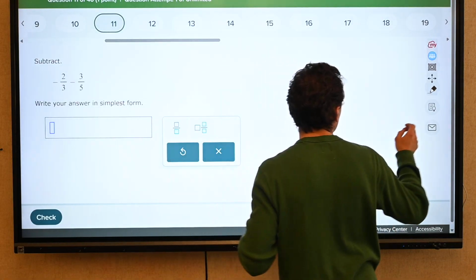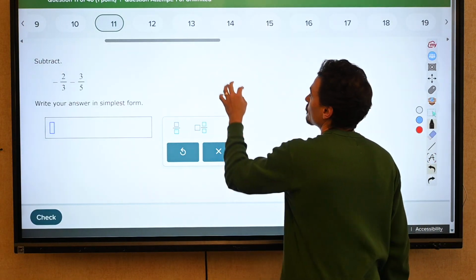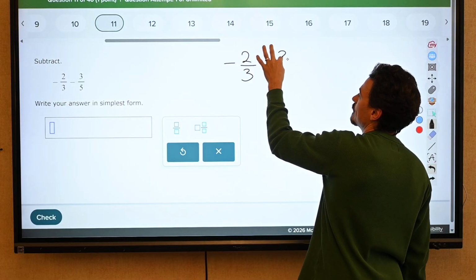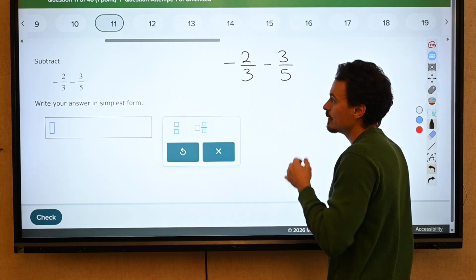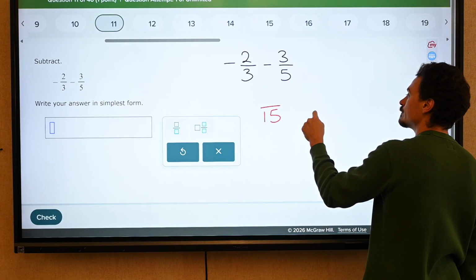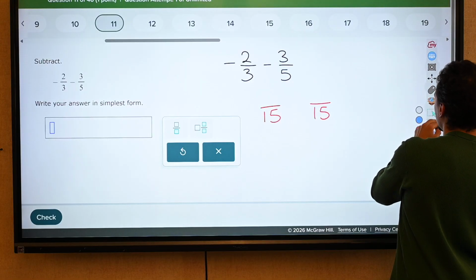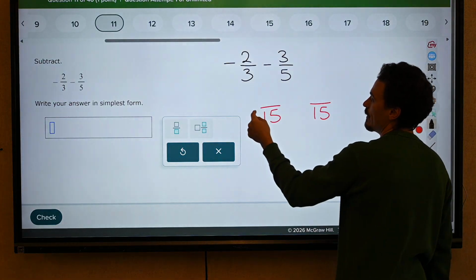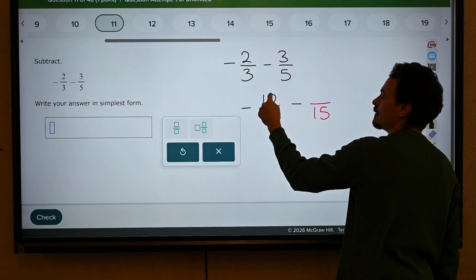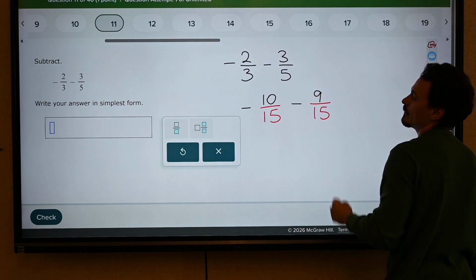Here we go. Now we're talking. Okay. So if you have a negative fraction and you're subtracting a fraction off of that, here the common denominator would be 15. Okay, notice how I'm only changing the red. The top numbers, this would give you 10. This would get you 9.